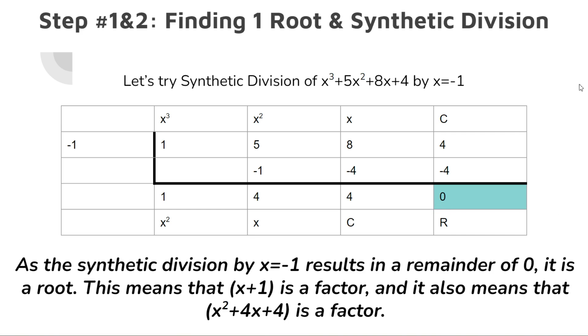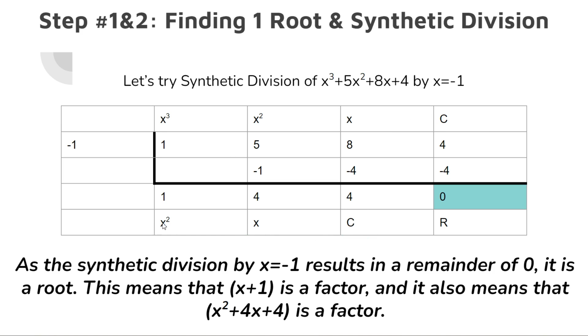So, as a result of the synthetic division by x equals negative 1, you get a remainder of 0. It's a root. This means that x plus 1 is a factor, and it also means by evaluating the result of the synthetic division, again, getting from this, this, and this, x squared plus 4x plus 4 is a factor.